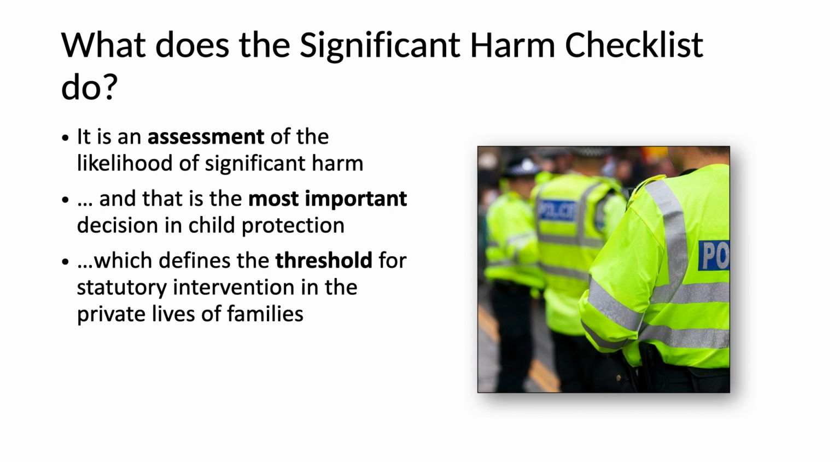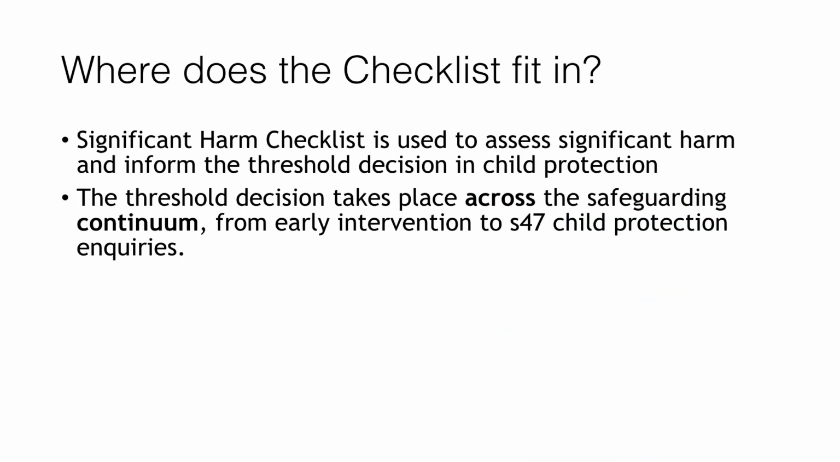I want you to think of this decision about significant harm taking place continuously. Similar to RIS2, the checklist can be used formally and informally. Informally as a quick reference or aide-memoire, more formally as evidence at the end of a Section 47 inquiry, where the determination about significant harm is important to determine the threshold to proceed to initial child protection case conference.